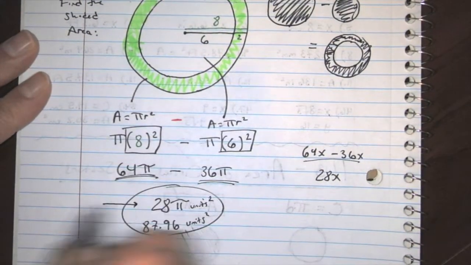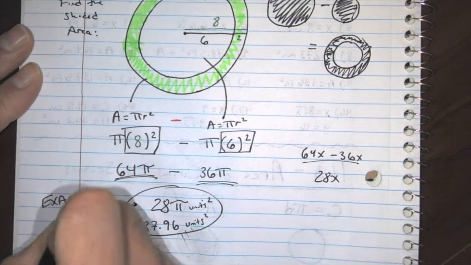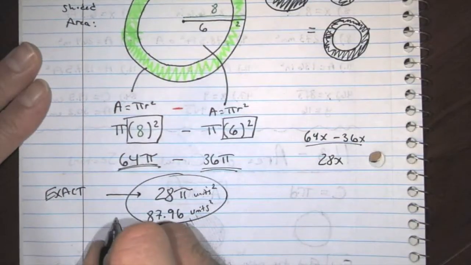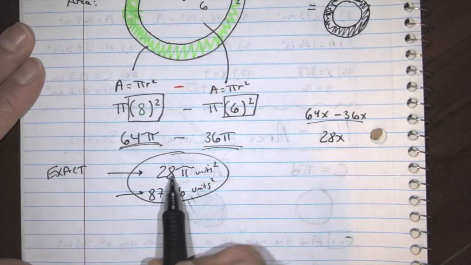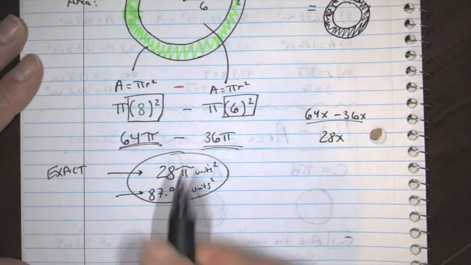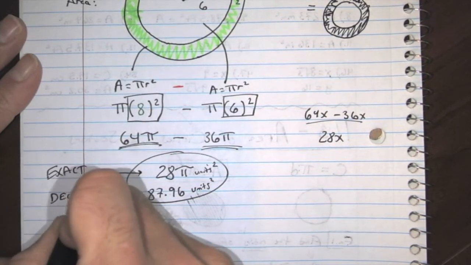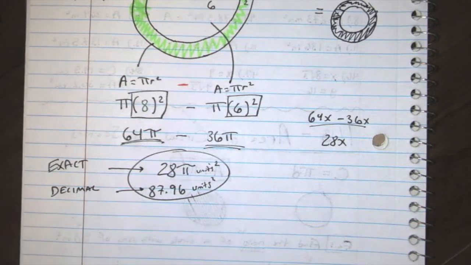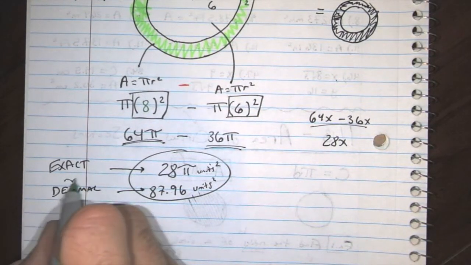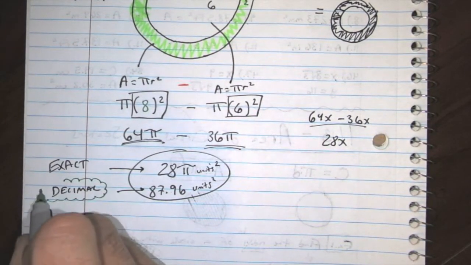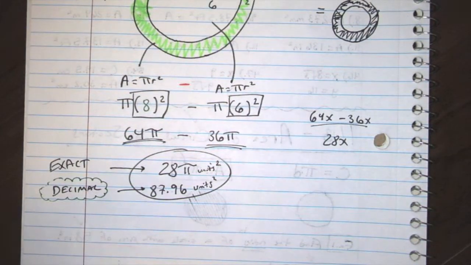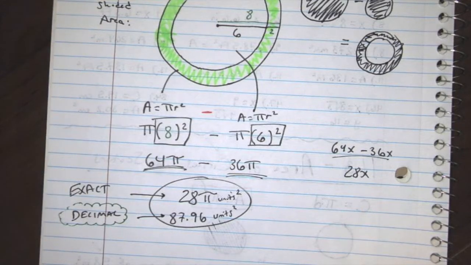This answer right here is what we call an exact answer. This answer right here is when you take this exact answer and you punch it in the calculator to get a decimal answer. 9 times out of 10, I think the book is going to ask for a decimal, and they're going to specify where to round it. Round to the nearest tenths, hundredths, thousandths. You get the idea. All right, not bad.